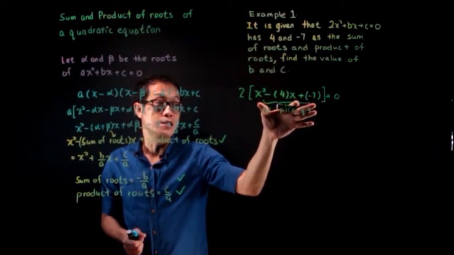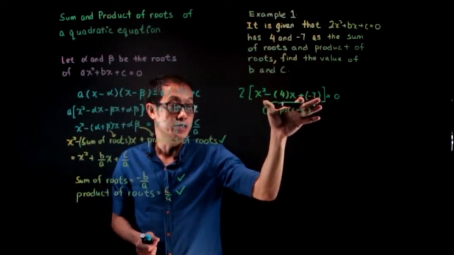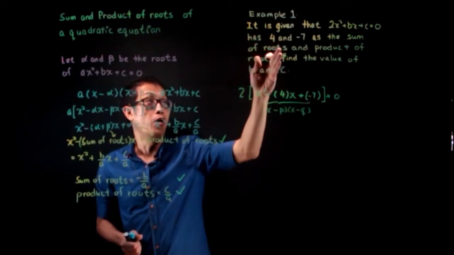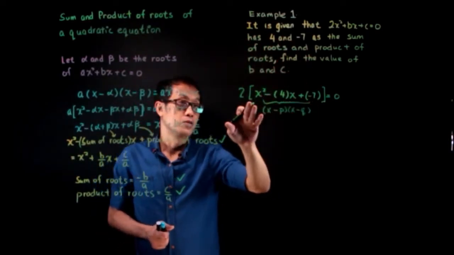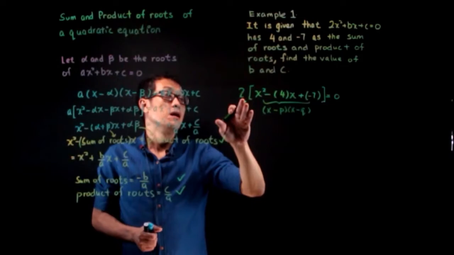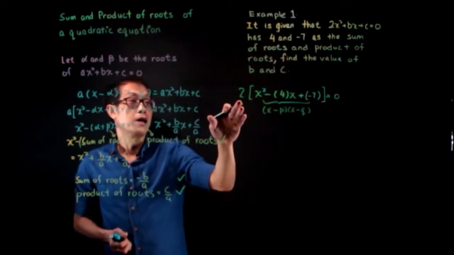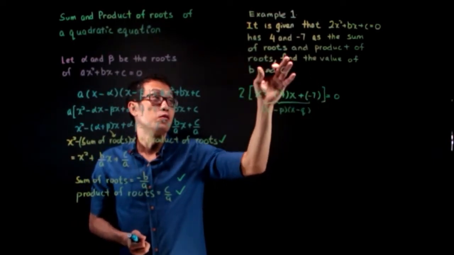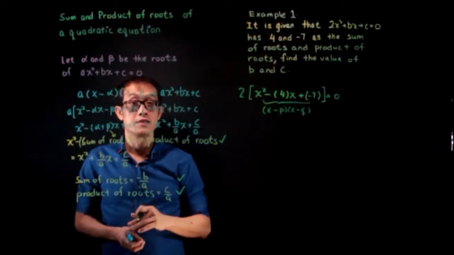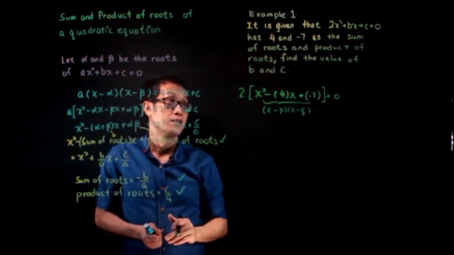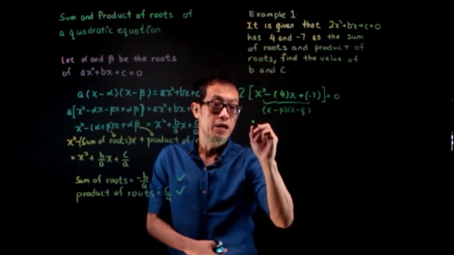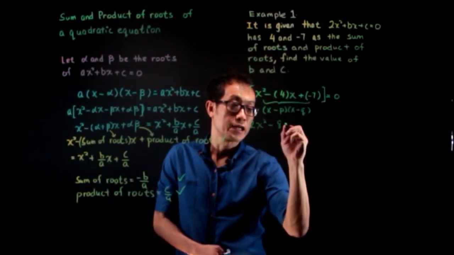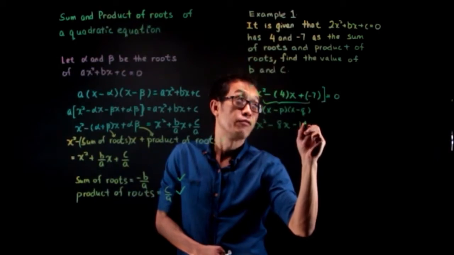So this equation has the sum of roots as 4 and product of roots as minus 7. You just need to multiply a number to it, and it will still have the same roots whose sum is 4 and product is minus 7. So you multiply them out, you get 2x squared minus 8x minus 14.